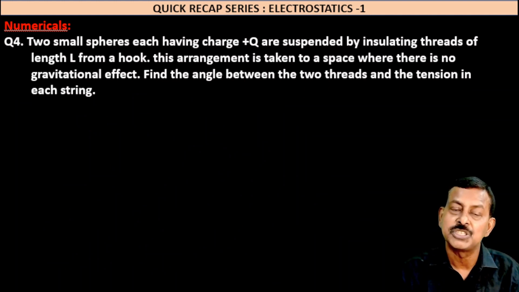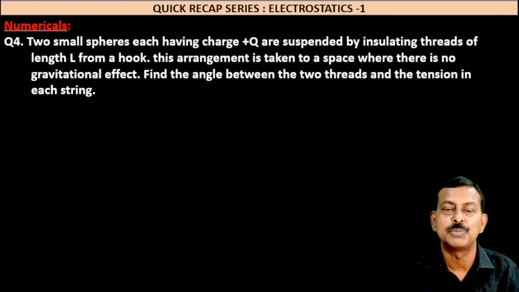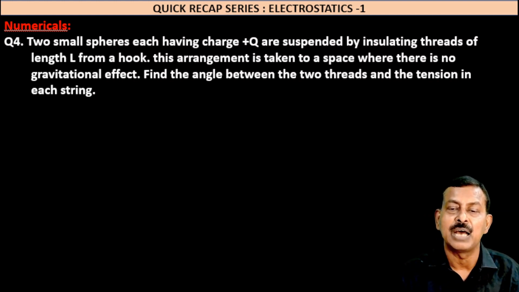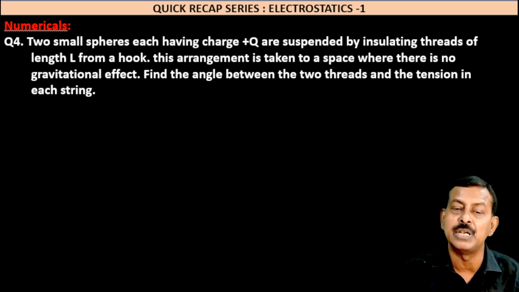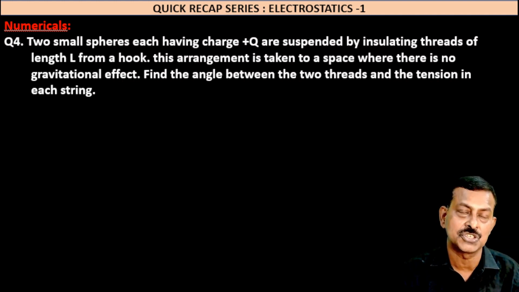Next question. Two small spheres having charges capital Q are suspended by insulating thread of length L from a hook. This arrangement is taken to a space where there is no gravitational field. Find the angle between the two threads and the tension in each string.